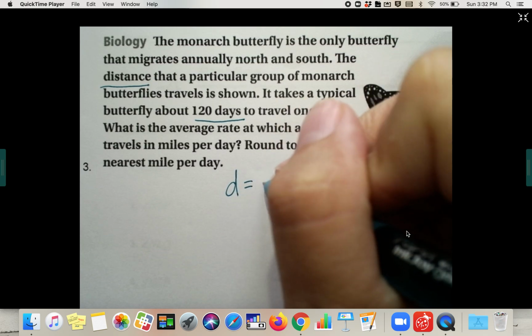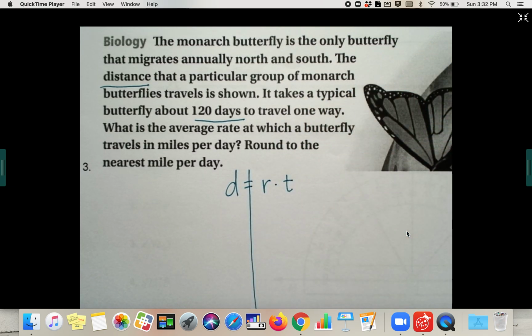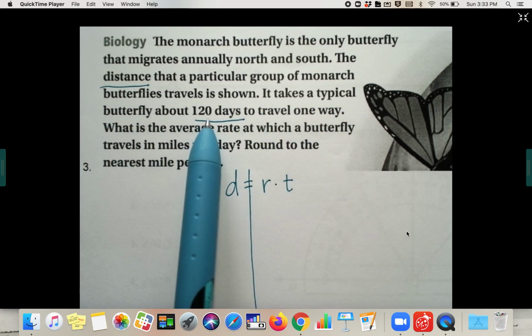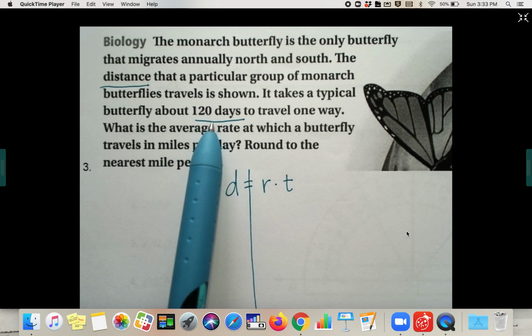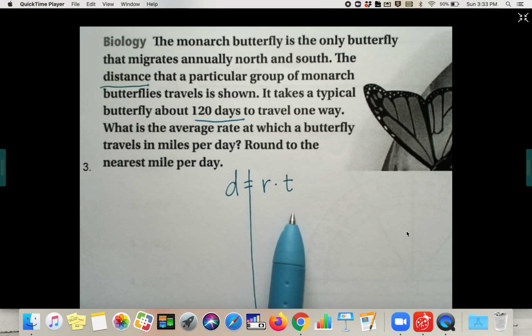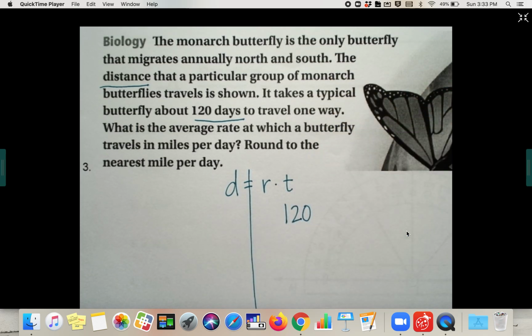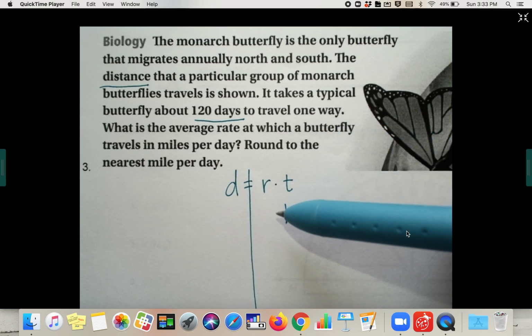So distance equals rate times time. If it says it takes a butterfly 120 days, 120 days is the amount of time it takes. So that's 120. And then it says, what is the rate in nearest miles per day?